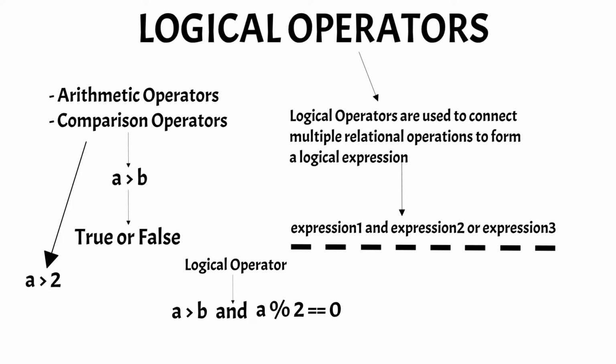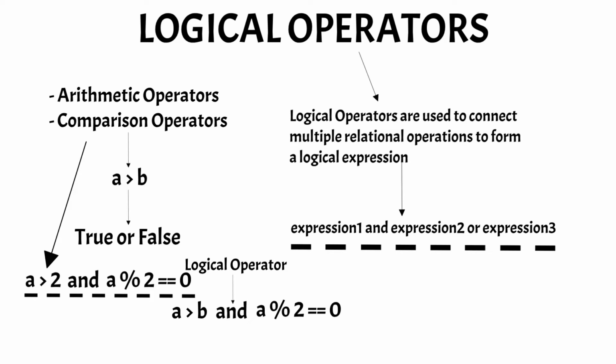But what if I tell you to compare two logical expressions? For example, I want you to ensure that the value in a should be greater than 2 and also the value of a should be divisible by 2, or it should be an even number. In that case, only using the comparison operator is not going to be enough. You can individually create these two expressions, but to compare the truthfulness of both these expressions, you will have to use logical operators. So in this example, you can use the AND logical operator.